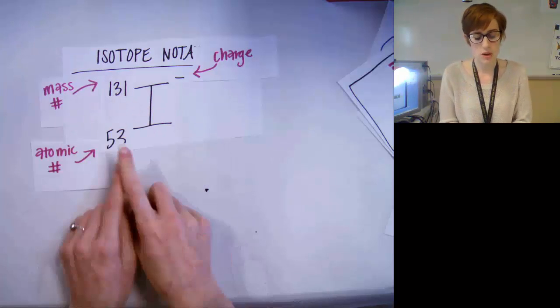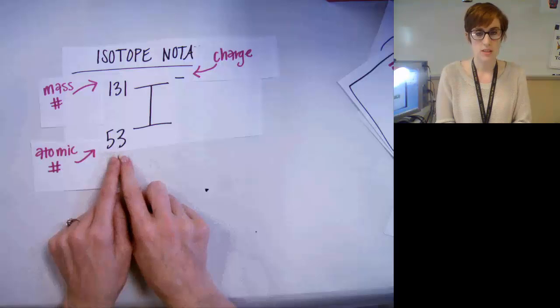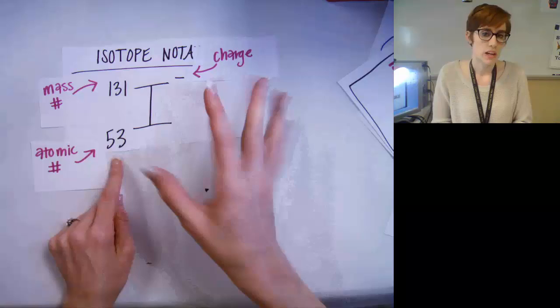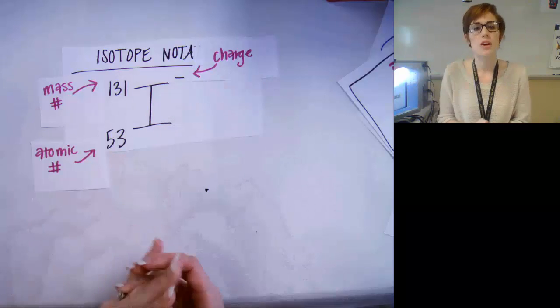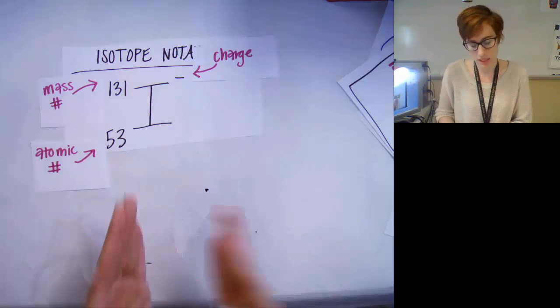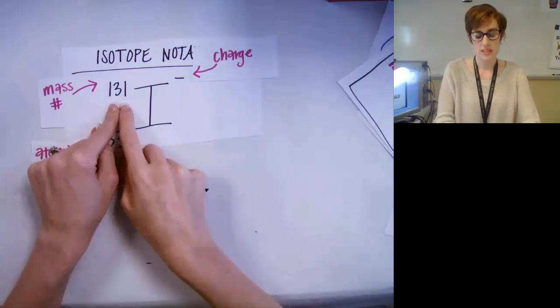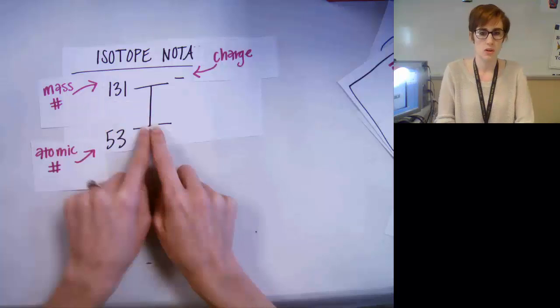So when we look at the atomic number, we can figure out what symbol it is. That tells us the number of protons. The charge will only change if the number of electrons changes in an atom. The way you figure out which isotope of the element it is is through the mass number, because the mass number will tell you that this is iodine-131.